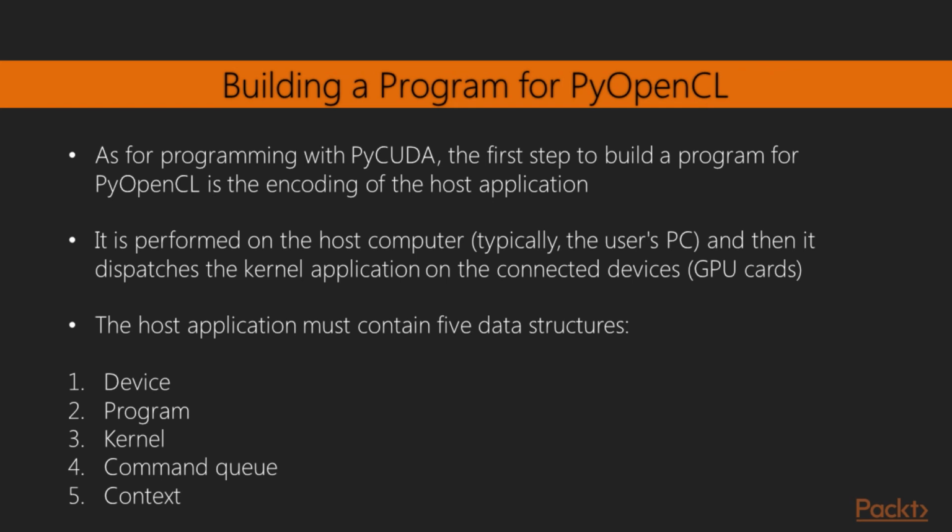Each work item runs the code of the kernel, but it works on a different part of the dataset. 4. Command queue. Here, each device receives kernels through this data structure. A command queue orders the execution of kernels on the device.